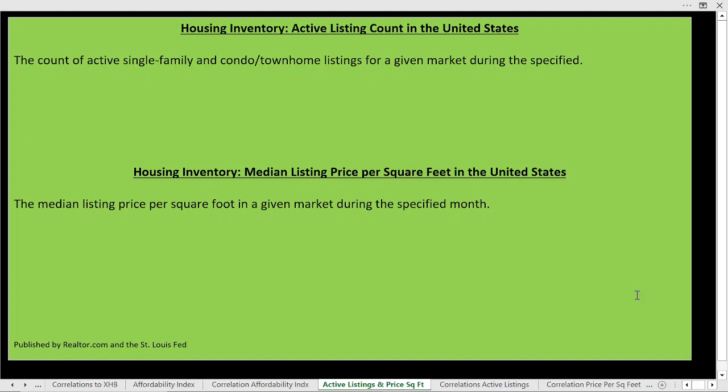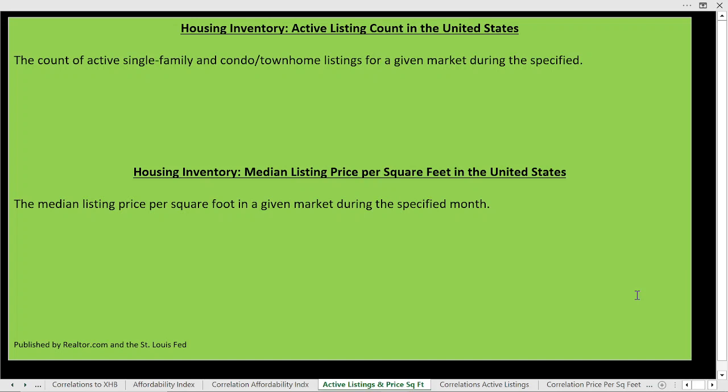Welcome back. As we continue our analysis of the housing market, we're going to tackle two very interesting data sets today. In the housing inventory, we're going to look at the active listing count, the number of single family and condo slash townhomes that are listed during a specified period of time, and as well the median listing price per square foot. It's important to consider how much does 1 square foot of a home cost.